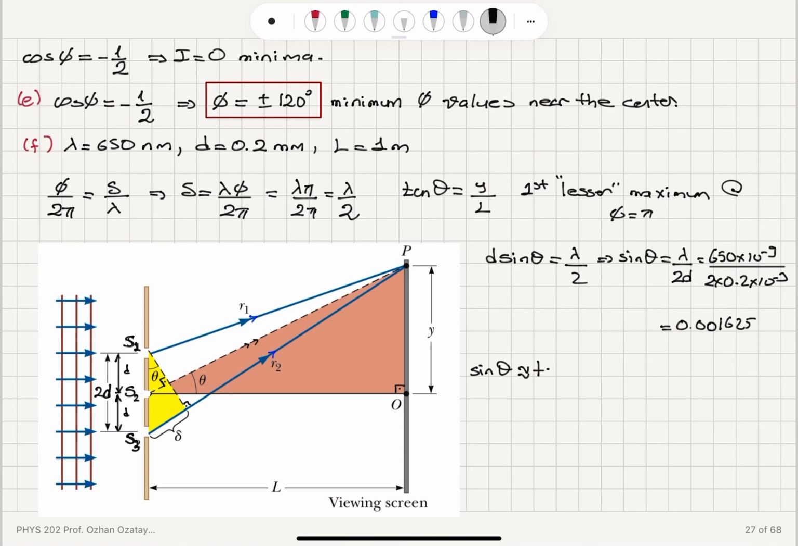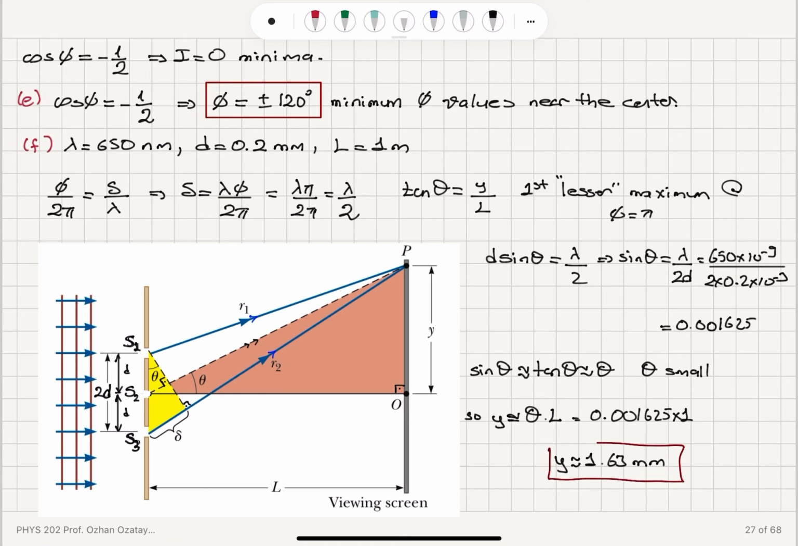Sine theta is approximately equal to tangent theta, approximately equal to theta because the angle is small. So we obtain the position y: tangent theta is y over L, y is equal to L times approximately theta. So 0.001625 times 1 meter. This gives us the approximate position of the first lesser maximum to be 1.63 millimeters with respect to the central primary maximum.